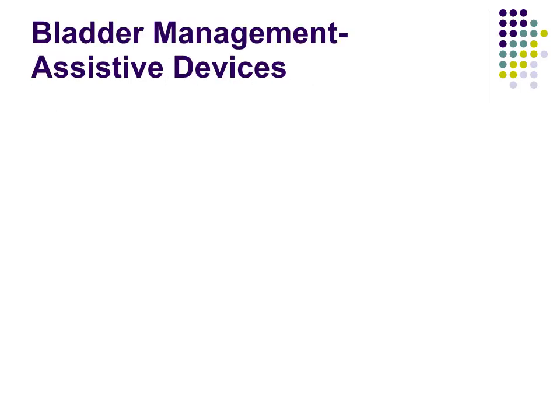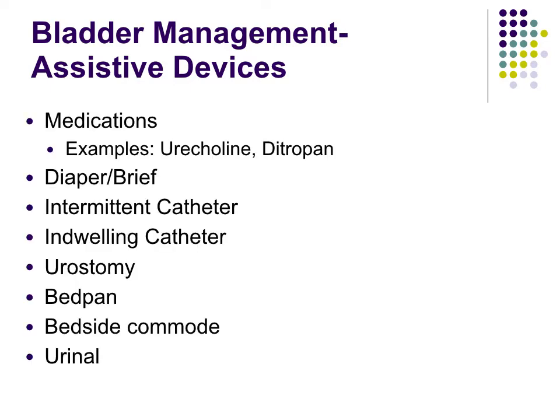So we're going to move on to bladder management and assistive devices. Medications would be one thing that would drop the patient to a level 6. Examples of medications would be uricoline and ditropan. Those are both controlling the sphincter, and those are the medications included. Lasix does not count in this category, so be aware of that.